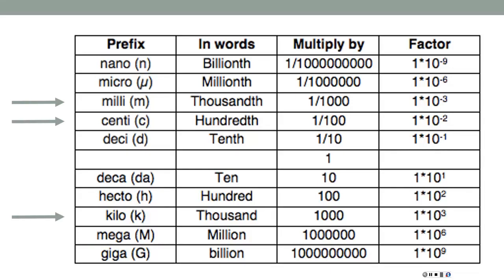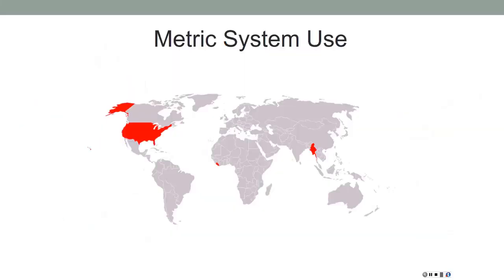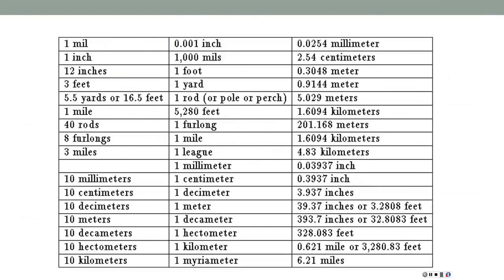Just so you guys are aware, I stole a picture of some of the English relationships. And you can see that by no means is it based on 10. They don't make any sense at all. So 1 mile is 5,280 feet. 40 rods is 1 furlong. We're in Kentucky, right? I think that's a racing distance. Don't horses race that far? Never mind. Okay. 3 miles is a league.